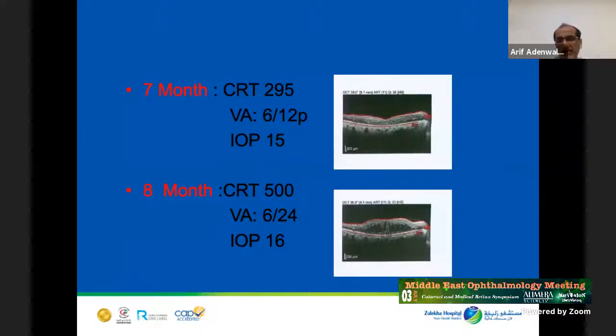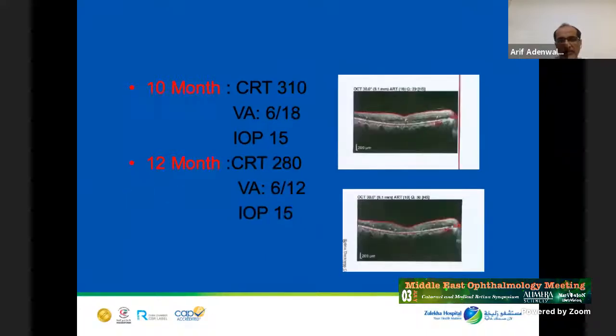This is the time where anti-VEGF was injected because the patient also complained, and I didn't want to wait more as the thickness has increased. So anti-VEGF aflibercept was given. Immediately after the injection, at the 10-month follow-up, you see the thickness going down to 310. And the last follow-up, which was done in June, the CRT was 280.